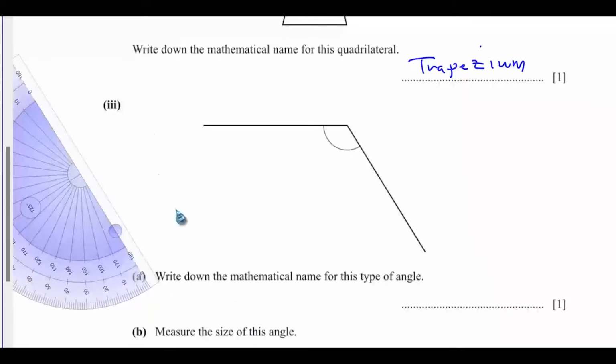Roman figure 3, write down the mathematical name for this angle. So if you do something like this, let's trace this up. So this is less than 180 degrees, but is actually more than 90 degrees. So this will be an obtuse angle.